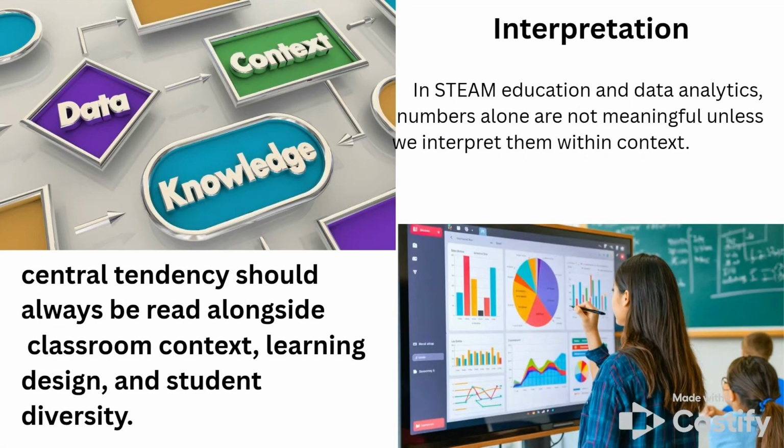The next important step is interpretation. In STEM education and data analytics, numbers alone are not meaningful unless we interpret them within context. For example, an average score may look acceptable, but it may hide significant differences among learners. Therefore, central tendency should always be read alongside classroom context, learning design, and student diversity.